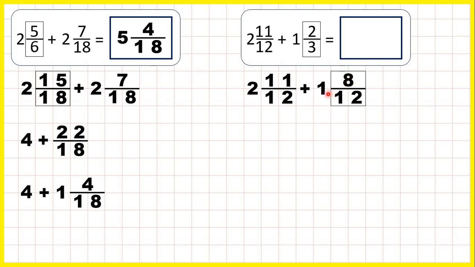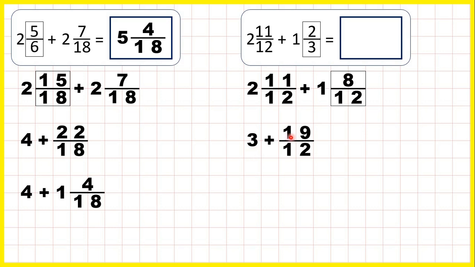Now if we add the whole numbers, 2 plus 1 is 3, and if we add the fractions, the denominator stays the same, and 11 plus 8 is 19. So we have 3 and 19/12, but we can't write 3 and 19/12 as our answer, because we can't have an improper fraction in a mixed number.